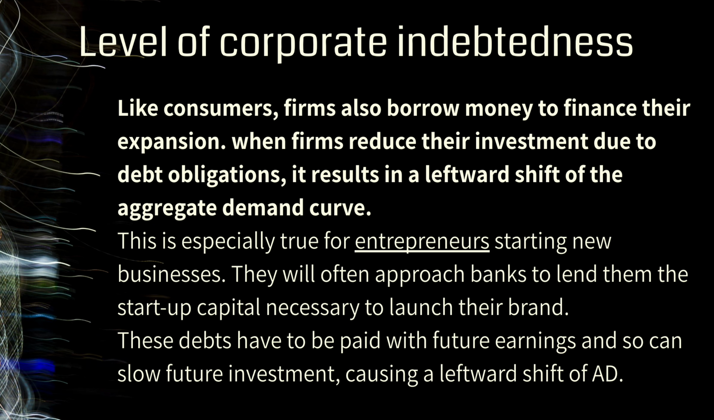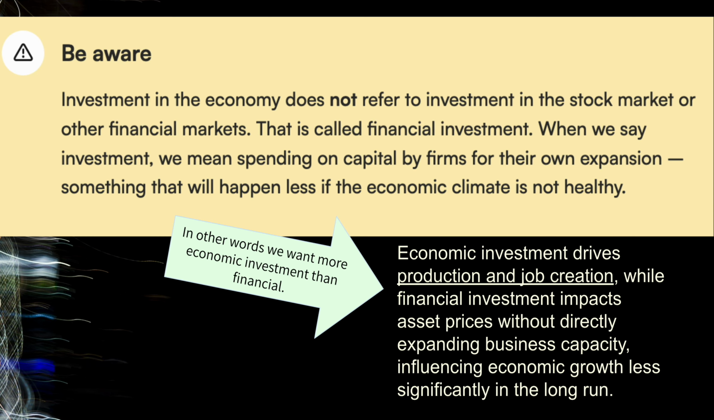Finally, level of corporate indebtedness. It's the exact same deal with the consumer side. It's good if businesses have access, right, to being able to borrow money. But once businesses borrow money, that means their aggregate demand curve will shift to the left because they already owe money, which means it's less likely they're going to borrow even more money.